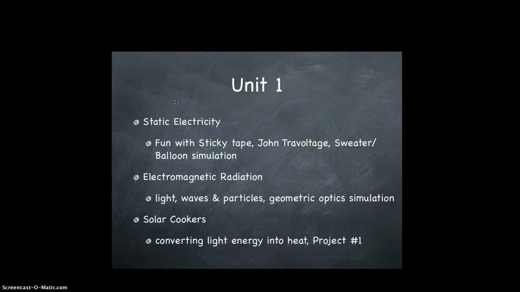Also in Unit 1, we talked about electromagnetic radiation. We talked about light, how it is both a wave and a particle. We did a geometric optics simulation. We learned about photons. We learned about different wavelengths of light, different colors of light, many things about that. Unit 1 also included project number 1, which is the solar cooker project, and in that we were learning about how light energy can be converted into heat. We'll talk about project 1 a little bit more later.